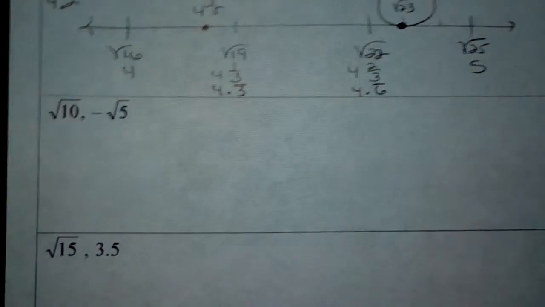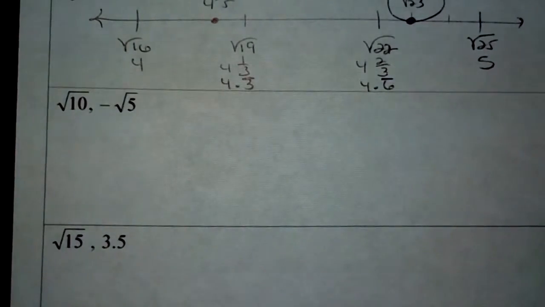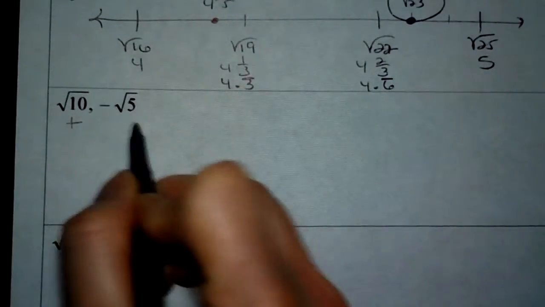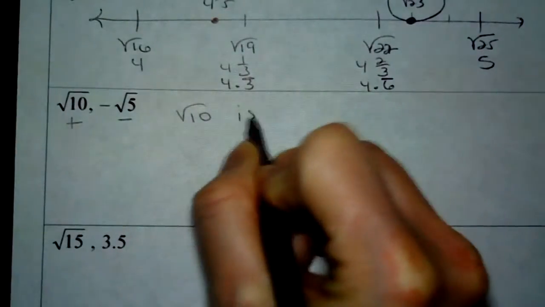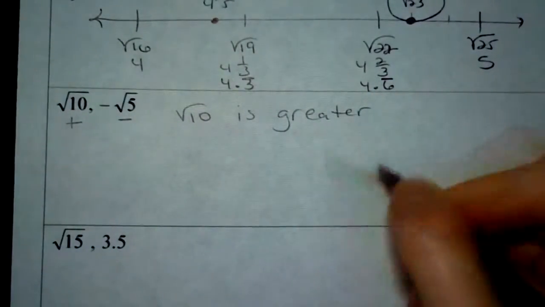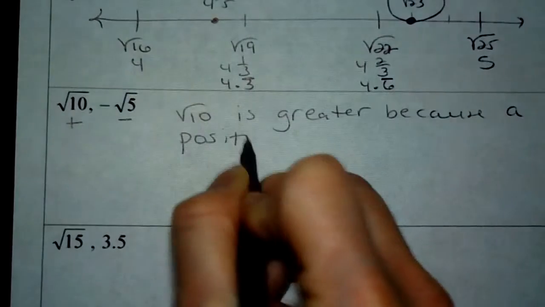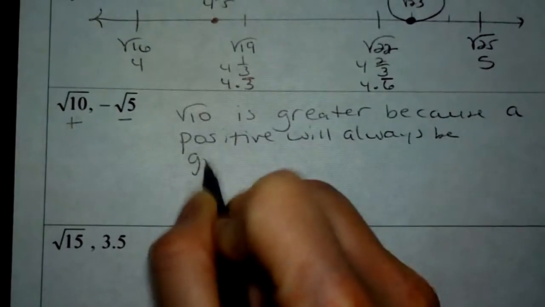Okay, before we do anything on this one, I have the square root of 10. I have the opposite of the square root of 5. So this right here, isn't this going to be positive? And isn't this going to be negative? And when you're dealing with a number line, won't the positives always be greater than the negatives? Yes, so with this one, we don't have to draw all this out. We can just say the square root of 10 is greater, and why? Because a positive will always be greater than a negative.